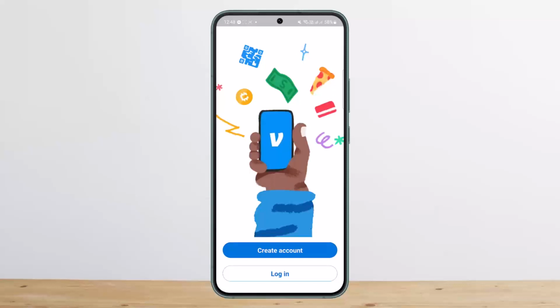Now, if you send a payment to someone you know by accident, you can send that person a charge request for the same amount so that they can pay you back. However, you can't get it back by canceling it.